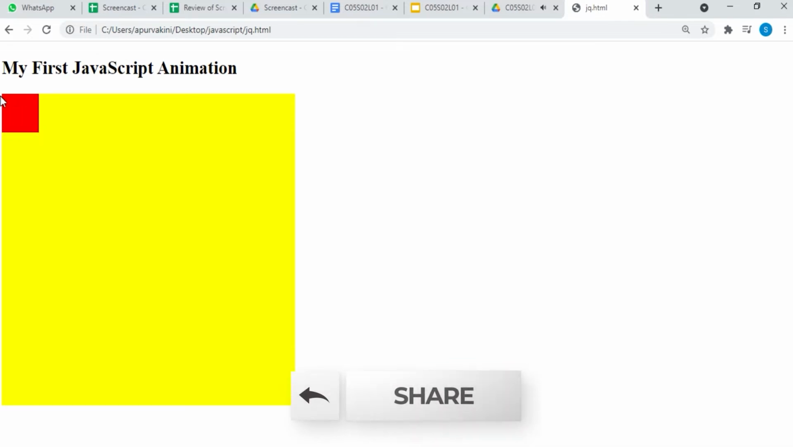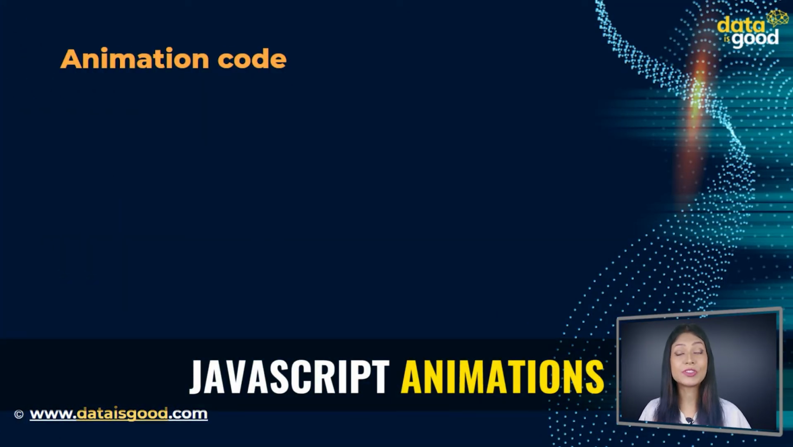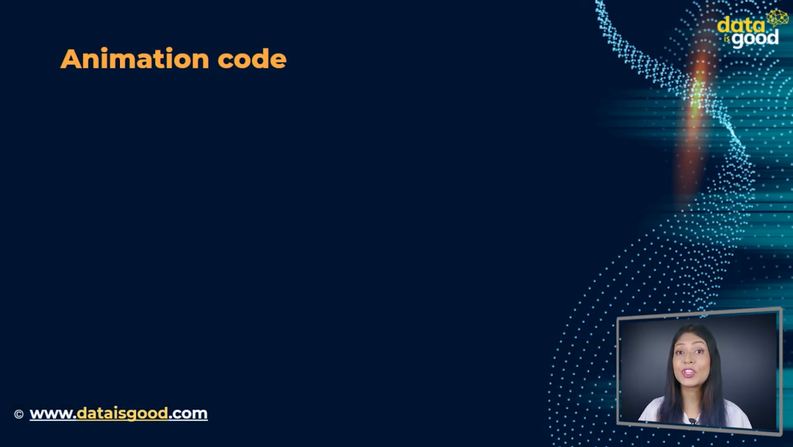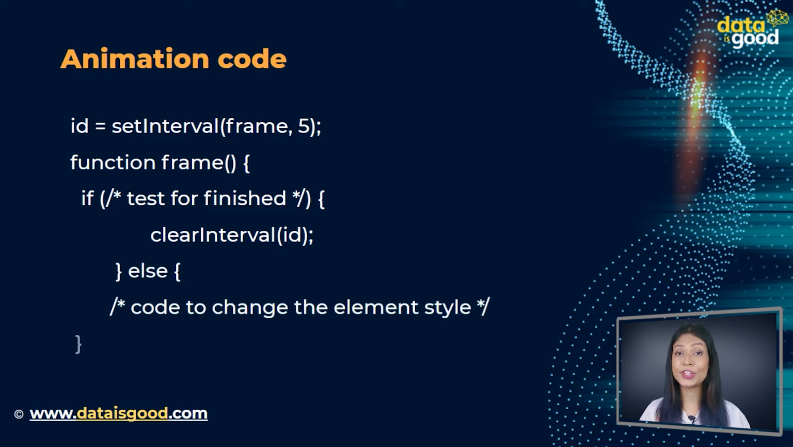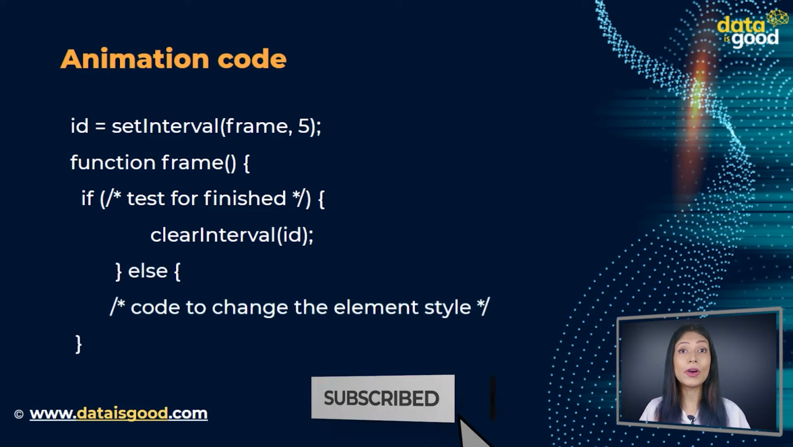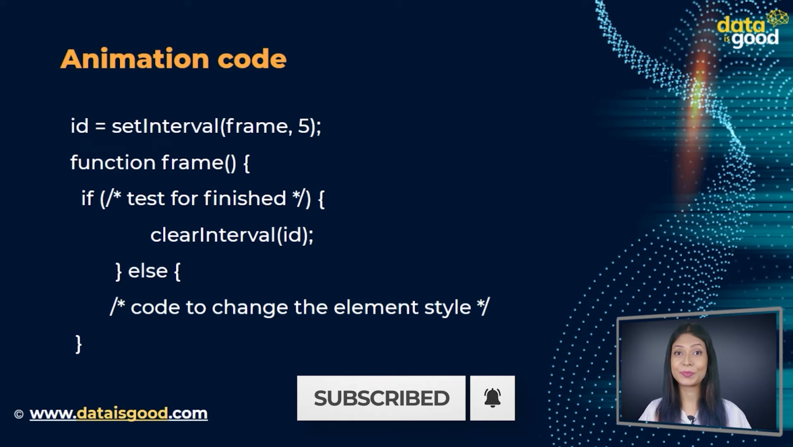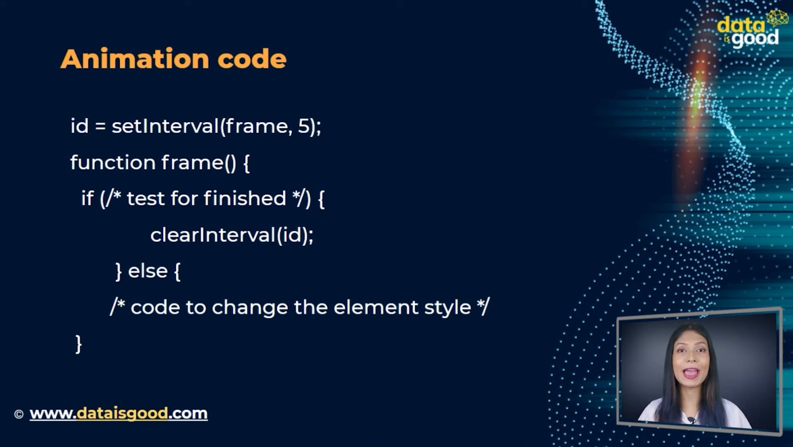Now let us see the code snippet for animation and then we will implement this in code. JavaScript animations are done by programming gradual changes in an element's style. The changes are called by a timer. When the timer interval is small, the animation looks continuous. So let us see the code. Here we are setting the interval, and if the test is finished, the interval is cleared or it proceeds to apply the animation. So let us create a full code for animation.